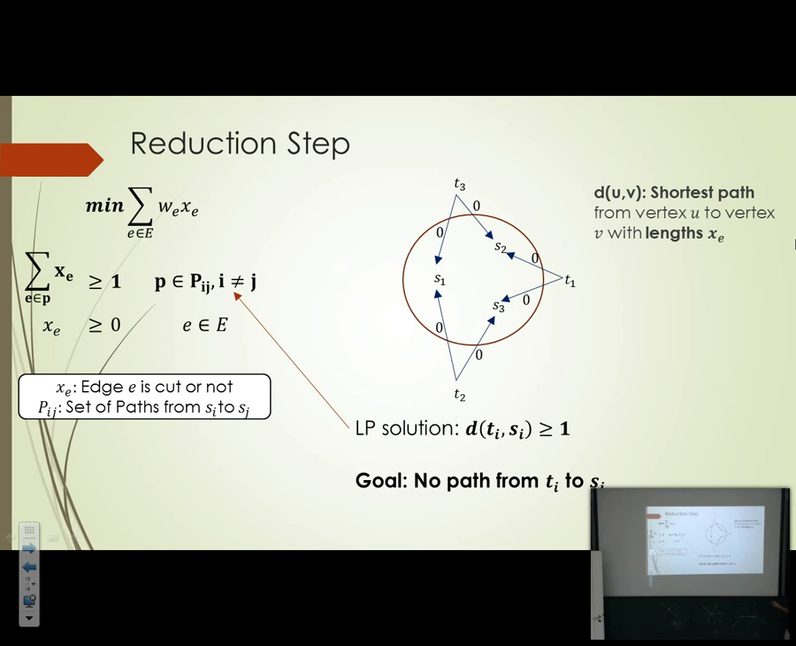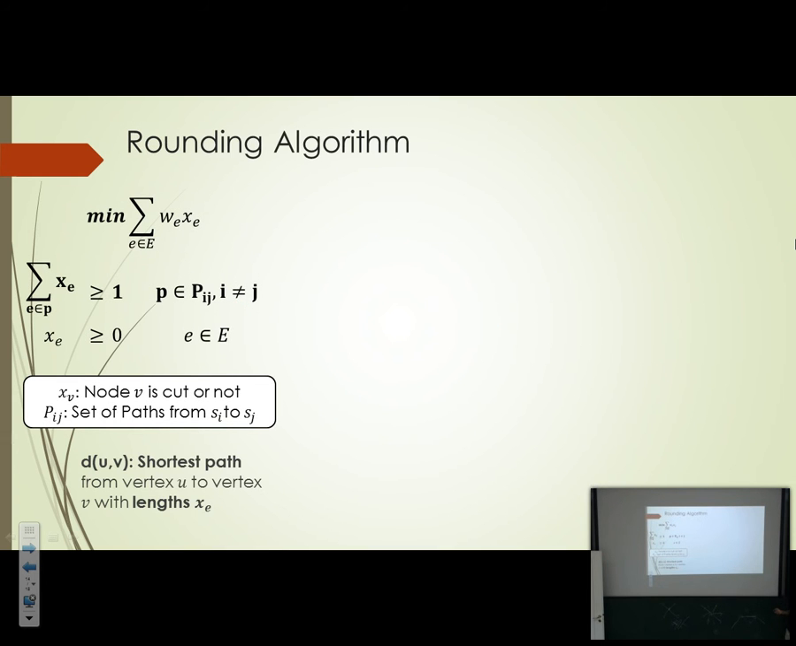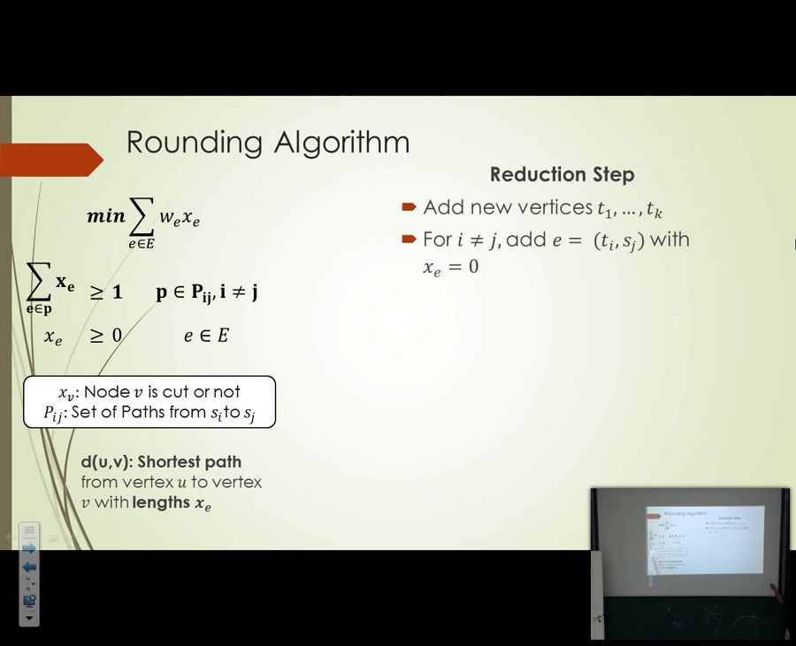And now the goal is to remove all paths. So multiway cut, equivalent to disconnecting all Si, Sj, is equivalent to disconnecting all paths from Ti to Si, under the assumption that we don't remove these new edges we have added. So the reduction step was to add new vertices T1 to Tk, and for every i not equal to j, add edge Ti Sj. So from T1 we add edges to S2, S3. From T2 we add edges to S1, S3, and so on.